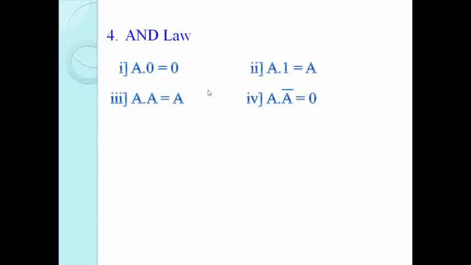Now see here, put the value of A equal to 0 or 1, because in a digital system we have only two values, 0 and 1. Put 0 as A, so 0 into 0 is 0, or put 1 as A, so 1 into 0 is 0. So this is your AND first law.